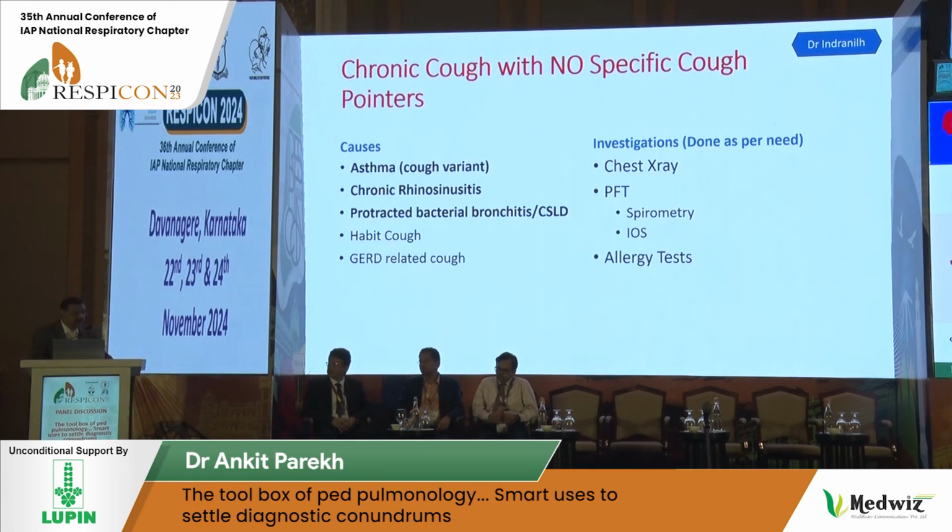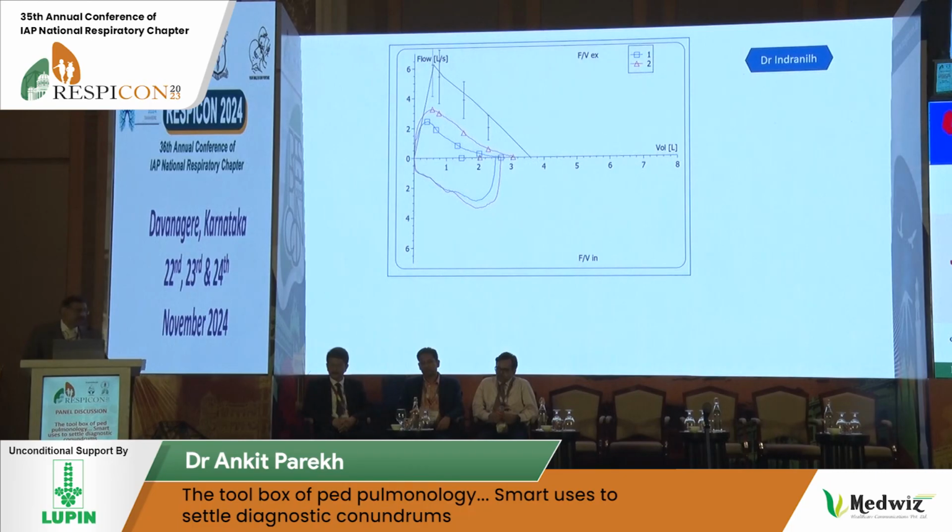Occasionally rhinosinusitis or bacterial bronchitis can be there. And as rightly said by Dr. Indranil, the basic investigations which most of us would like to do are one chest X-ray and a lung function test. Right, so we went ahead and did a lung function test. So sir, can you just help us to understand what these curves mean?